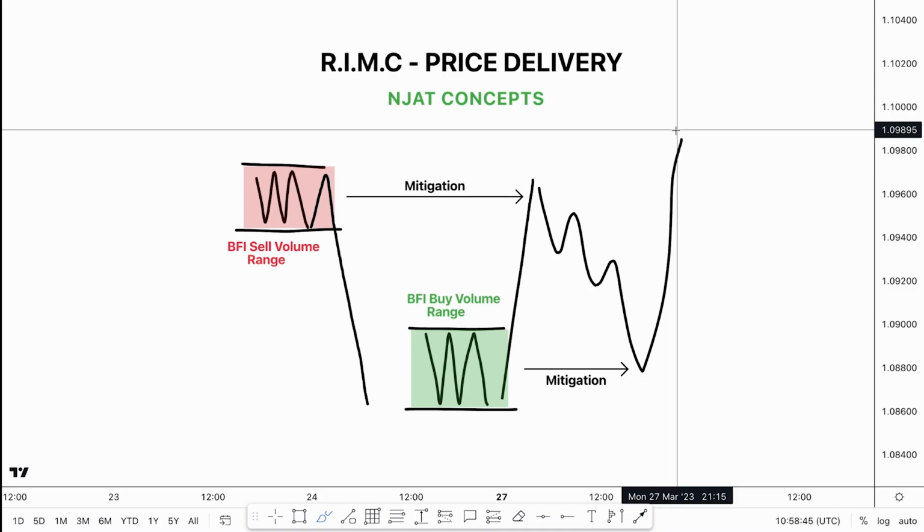Each part of this price delivery has logic and reasoning behind it, which will help you to identify the delivery as price is printing in the live markets. If you can learn to read the RMC price delivery from the higher time frame and you can get lower time frame entries, that's how you can catch risk to rewards of 1 to 10 and way more.